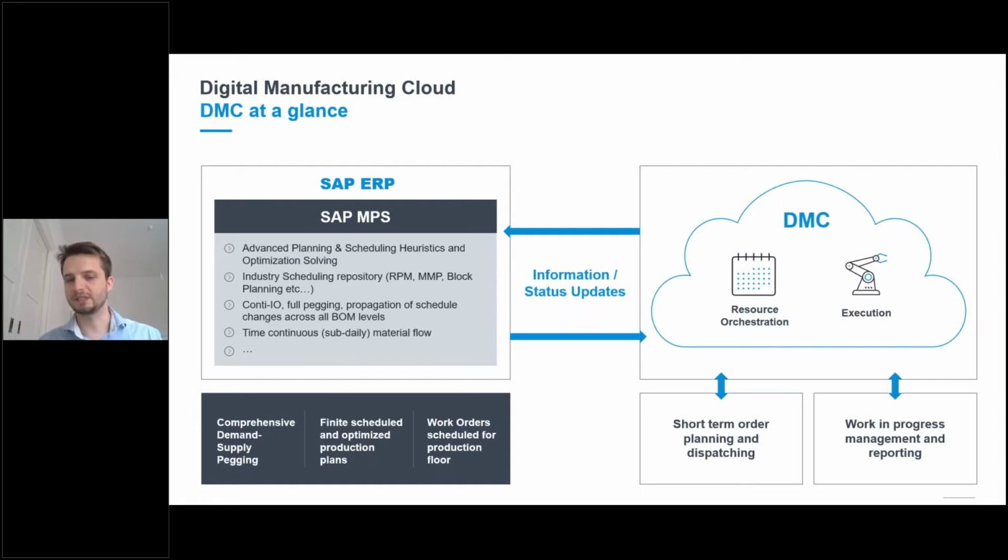As the DMC has its own short-term planning module with resource orchestration, or RIO, you can alter the respective order planning before doing the final release of the orders to the shop floor. So you can basically adapt the scheduling coming from the MPS module dependent on what is actually happening on the shop floor.